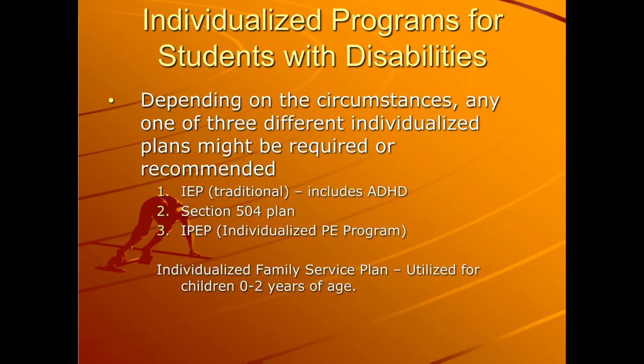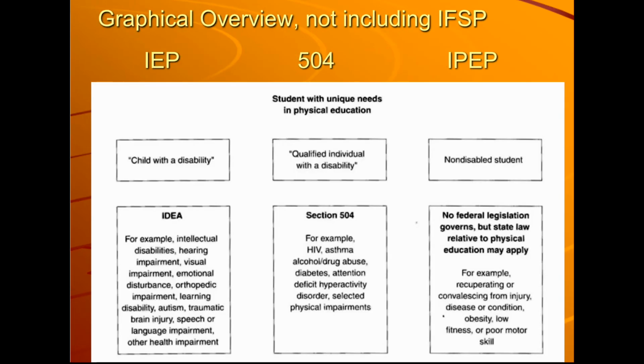So, ibig sabihin, it's not only IEP, but we can also have the accommodations plan. We can also have IPEP or the individualized PE program. For children from 0 to 2 years of age, then it's an individualized family service plan that is most appropriate for them to use. So, in our case, doon tayo pasok sa number 2 and number 3, which we'll also discuss. Okay, so we have 3 documents that we can use.